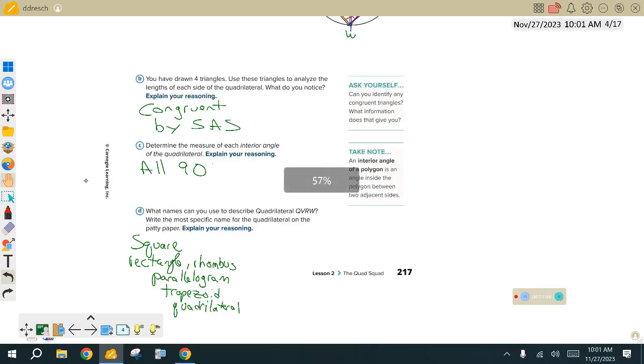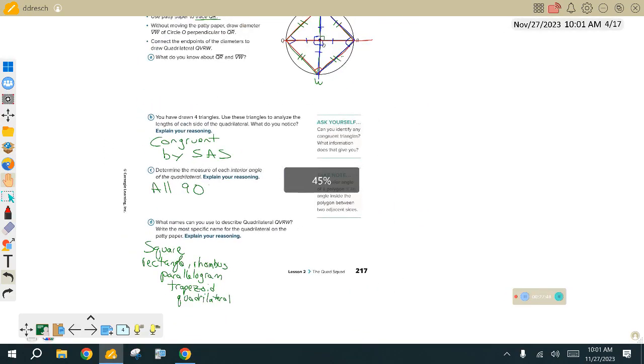And then we wrap it up with what do we know about the diagonals? QR and VW, these are the diagonals. So if you look at that, what do we know about the diagonals of this square? A heck of a lot. The diagonals did a lot here. Let's wrap it up then. They do three things. They bisect each other. Because they meet in the middle right there at point O in that circle, they bisect each other.